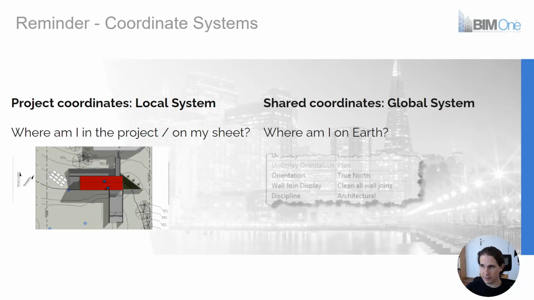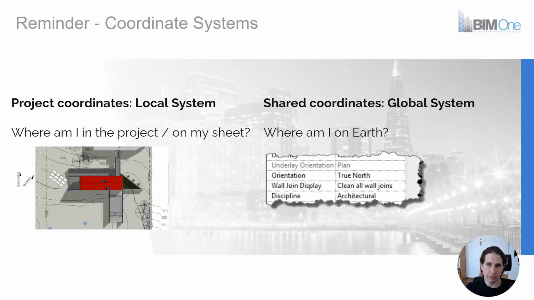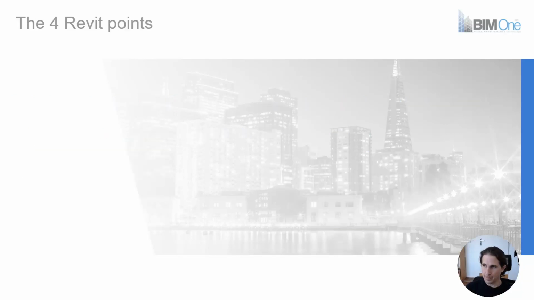And you have the second system, the shared coordinate one, the global system. So it's basically where am I on Earth? And it's based on the orientation of the true north. So I'm looking at the project from the Earth's point of view. You also have in Revit, to set up all these systems, 4 Revit points.